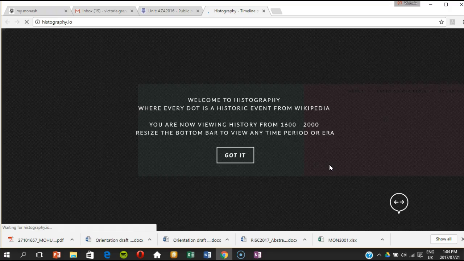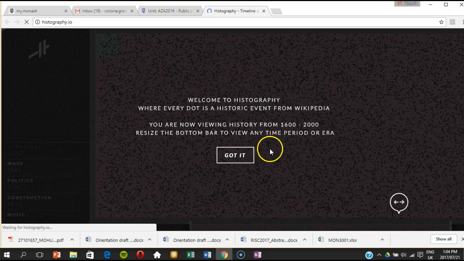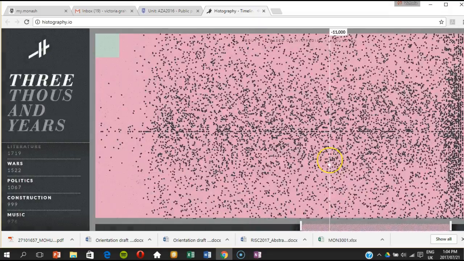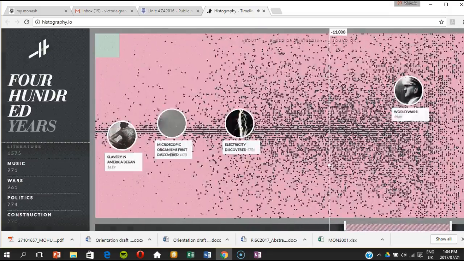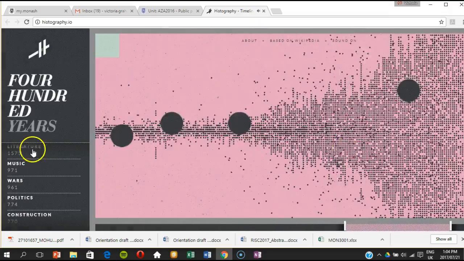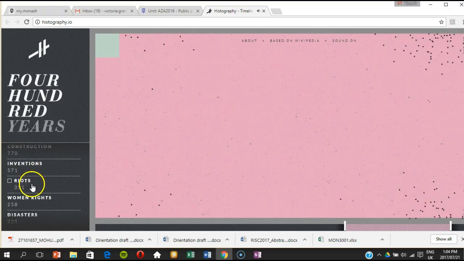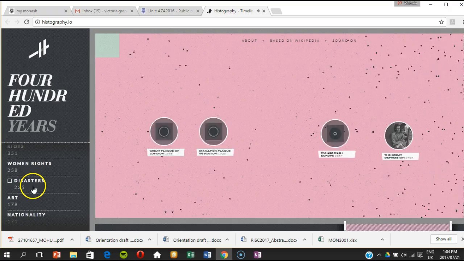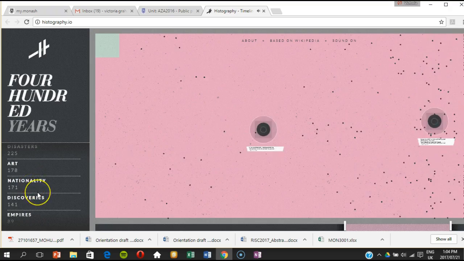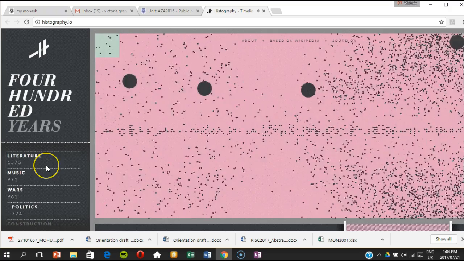Okay, it's coming in. But just have a look for fun. I mean, you're not going to be tested on this, people. Okay? So it's just for fun to have a look. So you're basically looking at literature, music, wars, politics, construction, inventions, riots, women's rights, disasters, art, nationality. It goes all the way down to a number of different categories, actually.